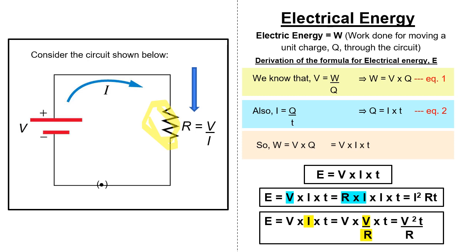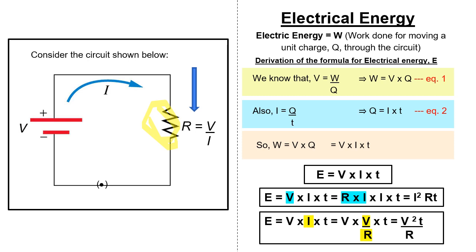Similarly, I can get V into I into T, and this time I'm going to remove the I. So here, in Ohm's law, I'm going to isolate I. So I get V by R. So here we have V by R instead of I. And then V and V together. So V multiplied by V becomes V square upon R into T. Okay, so these are the three formulas that are used for finding electric energy.